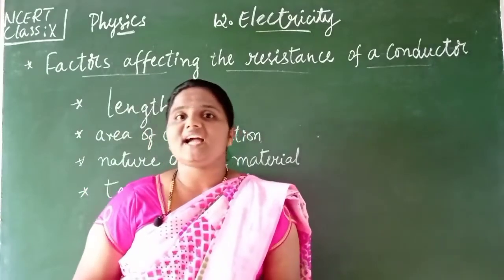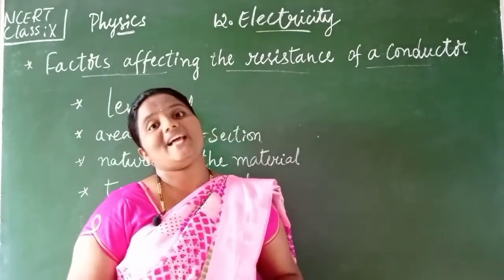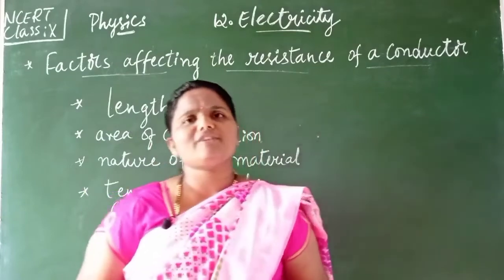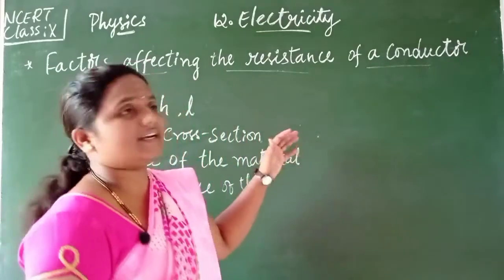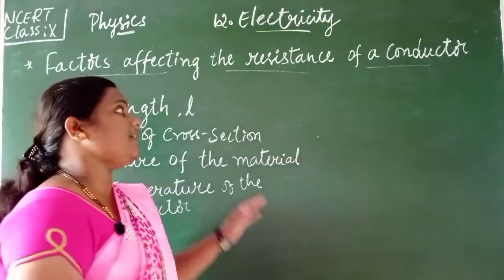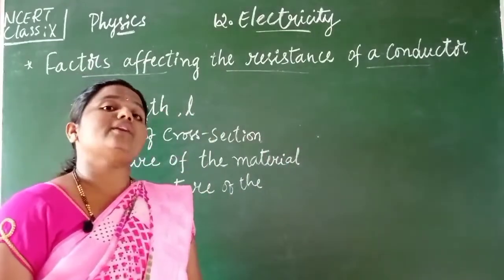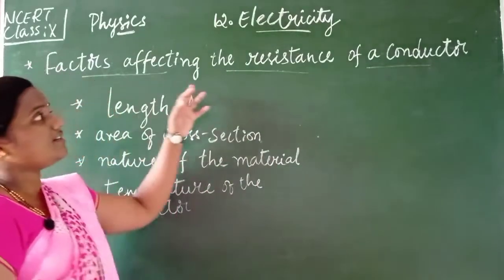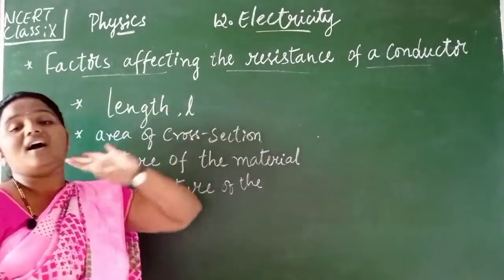Welcome back to NCERT class 10th, chapter number 12, electricity. Children, so far we learned about how electric current is going to be different for different components, isn't it? And now in today's class, we are going to learn about a few factors which affect the resistance of a conductor.